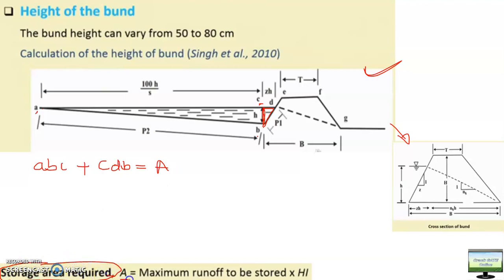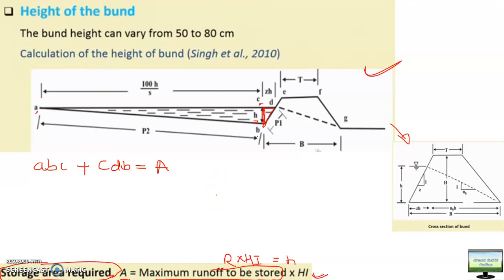We use this definition in the case of the contour bund. This storage area is the maximum runoff to be stored. It is coming from the rainfall into the horizontal interval. So you equate these two areas to calculate the height of impounding water, because in the area h will be one parameter. So this is the case for the contour bund.